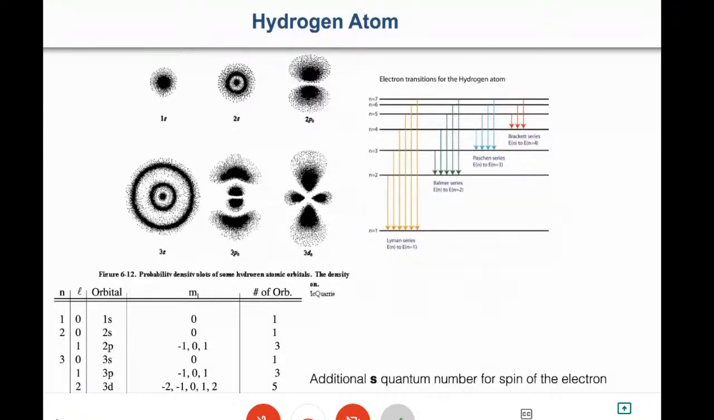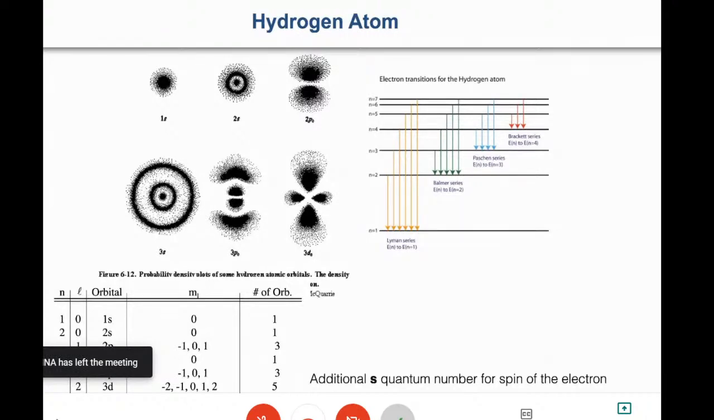All these three orbitals don't have the same energy. They will be split in energy, minus 1, 0, and 1. So they will be split in energy, okay? Now, that is why it's called a magnetic quantum number, because its existence can be only seen when you put it in a magnetic field, right? So that is why it's called a magnetic quantum number.